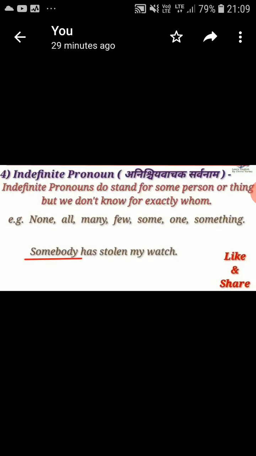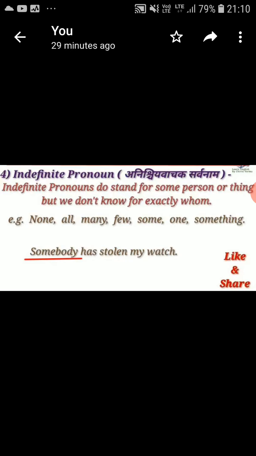Now the indefinite pronoun. What is the indefinite pronoun? Indefinite pronouns stand for some person or thing we don't know exactly. Indefinite pronouns are used when we do not have a clear concept about exactly what we are talking about. Examples given here are: no, none, all, many, few, some, one, something.